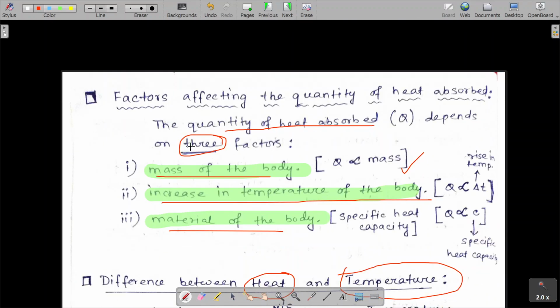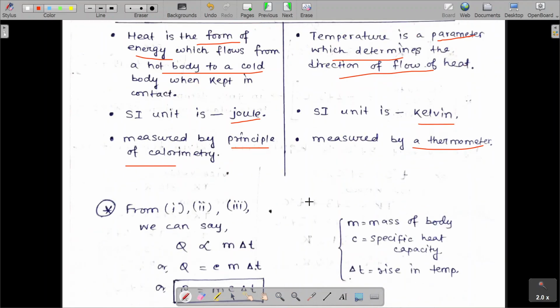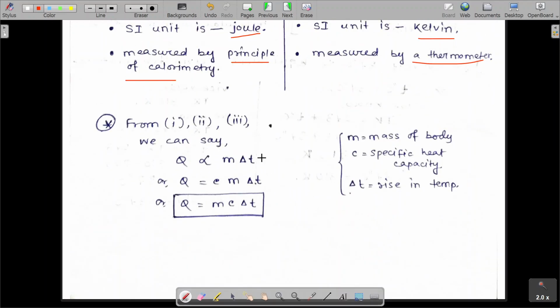Now, from these equations, number 1, 2, 3, if we combine them, we can write Q is directly proportional to m delta T, where m is the mass of the body and delta T is the rise in temperature. And Q is equal to C m delta T, where C is the constant.